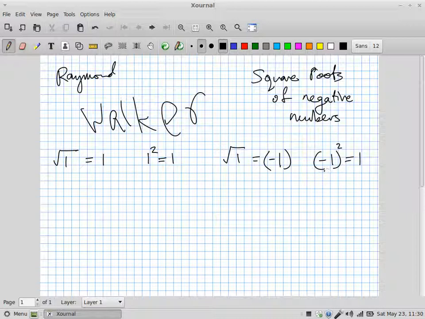Right. Minus times minus is... plus, right? That's right. Minus times minus is plus. Well, what about the square root of minus 1? Now, your teacher might tell you that you can't have the square root of a negative number. Exactly, because you can't. But imagine that you could.